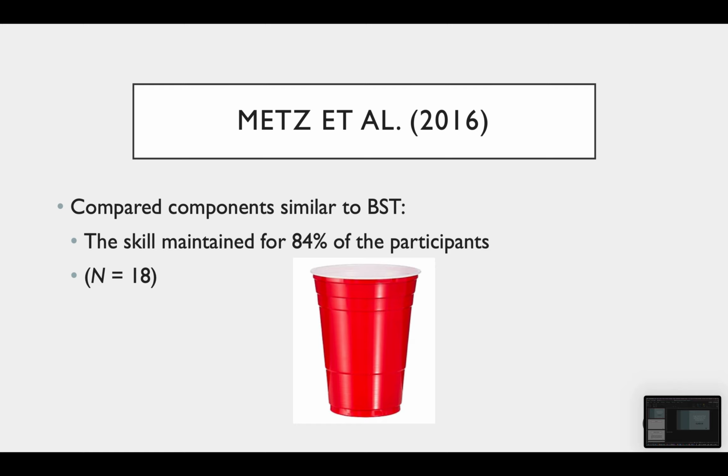Metz et al. compared different training methods, all of which have some components of BST, and found that these trainings increased college students' accurate pouring of beer into a round 18-ounce red Solo cup, and that this skill maintained across time for 84% of the participants.